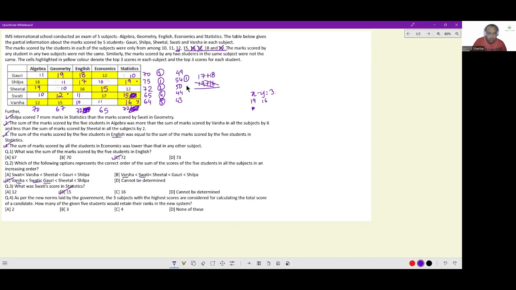So this will be rank 1. This will be rank 2. This will be rank 3. This will be rank 4. This will be rank 5. All the 5 kids are maintaining their own rank. So how many of the given 5 students could retain their ranks in the new system? All 5 of them. Therefore, the correct answer has to be option D, none of these. And that is the entirety of this set.